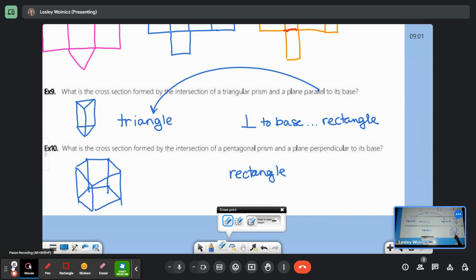Yeah, that would work perfect. Okay. So if we are slicing perpendicular to the base, we're going to get a rectangle no matter what. Yeah. No matter what. All right, that's the end of it.